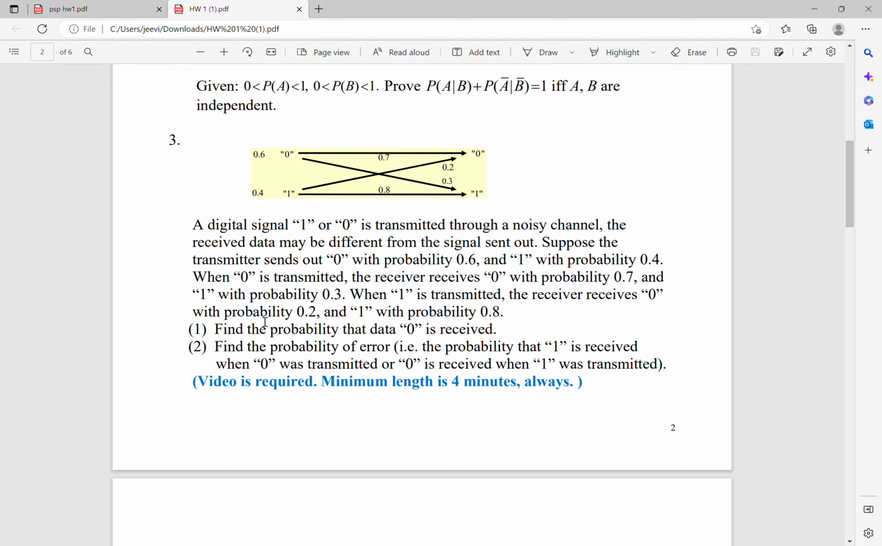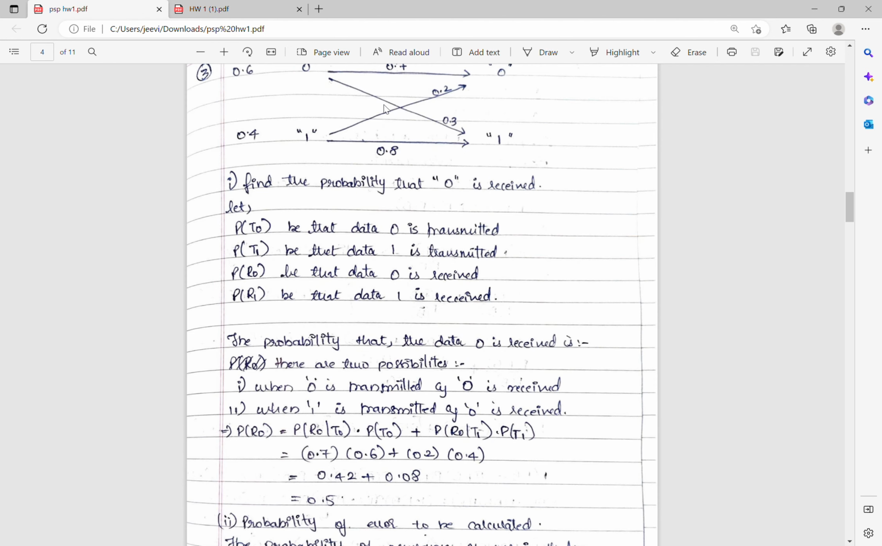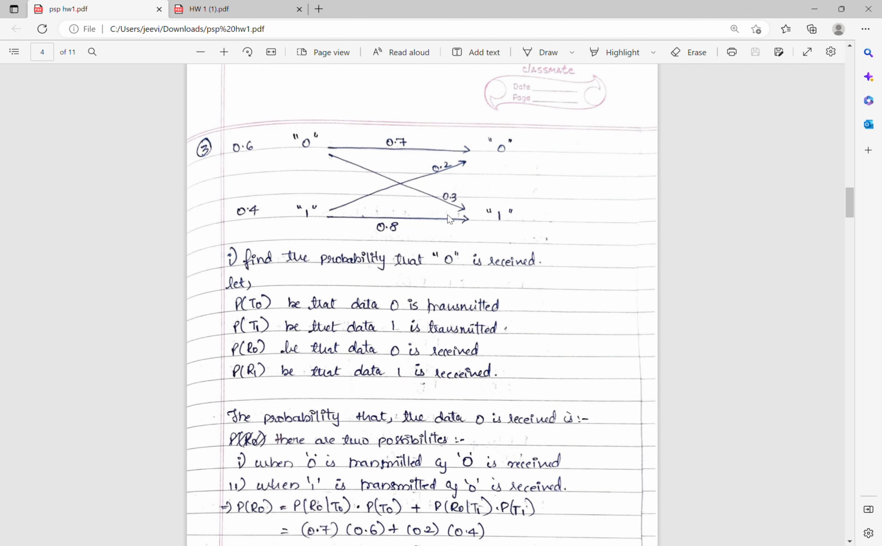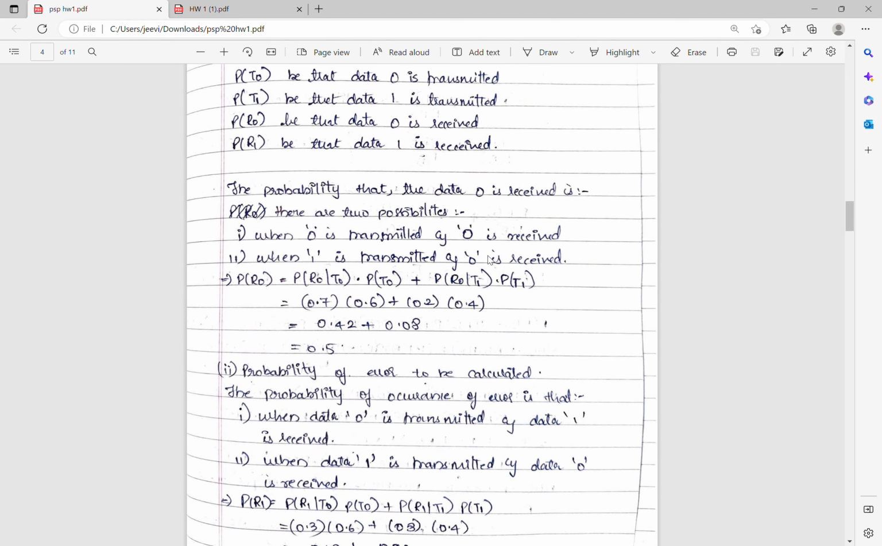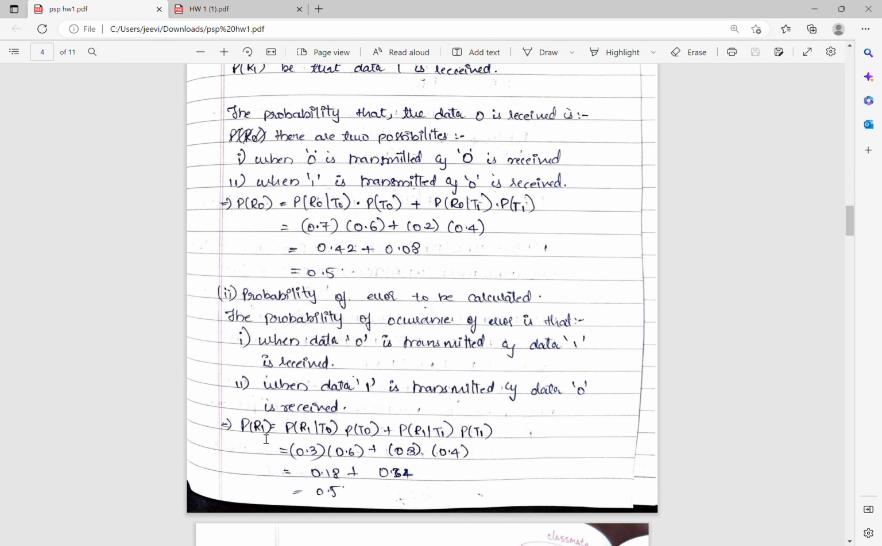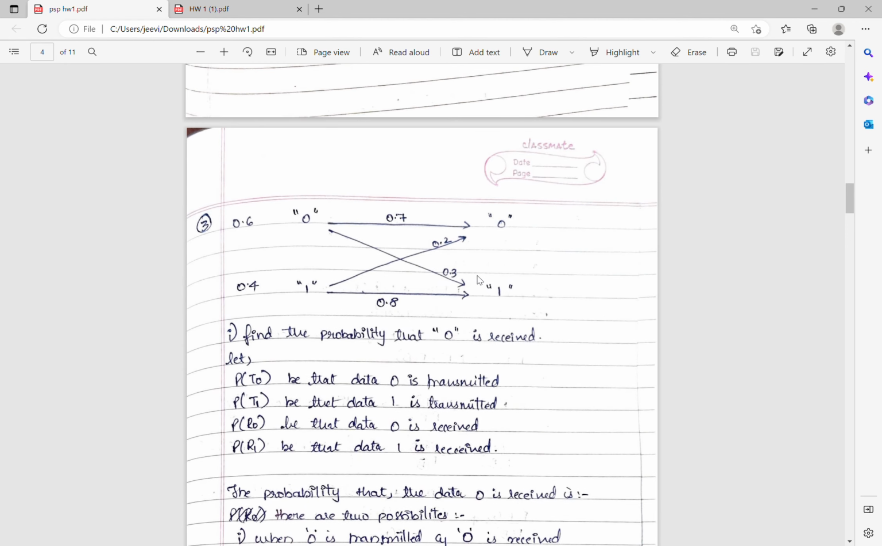Now the question has a second part where you're supposed to find the probability of error. Since it's a noisy channel, there are two possible error outcomes: when you transmit 0 and receive 1, and when you transmit 1 and receive 0. So how will we calculate the probability of this? We will calculate it by taking the probability of these two processes and adding them.